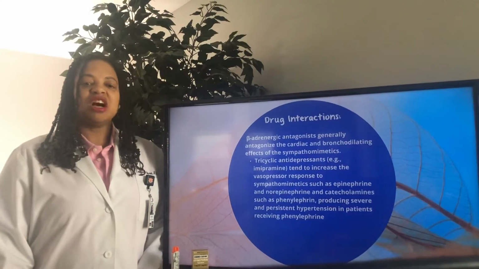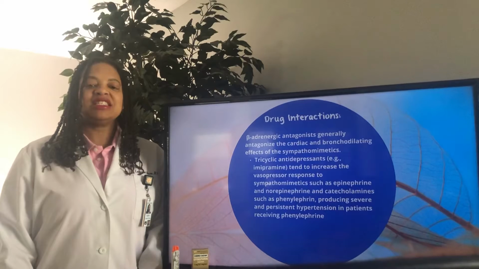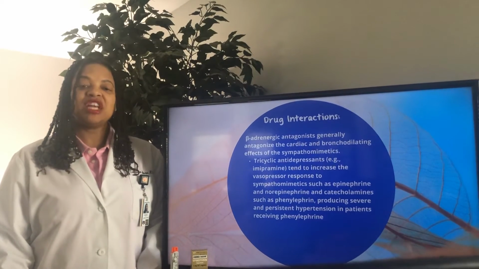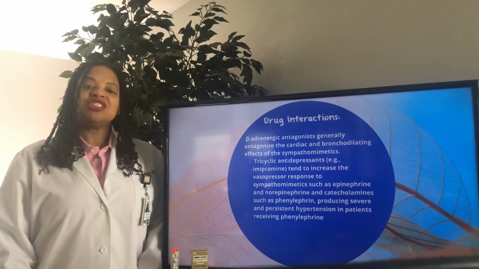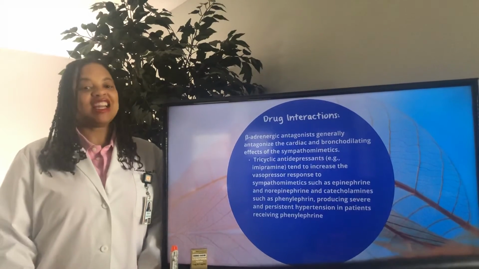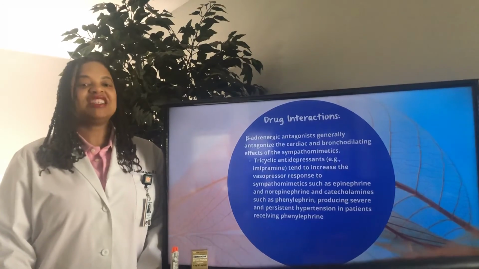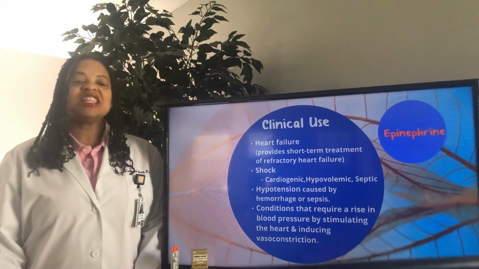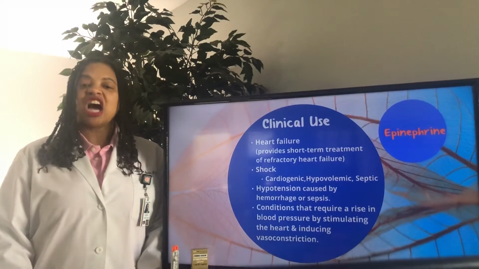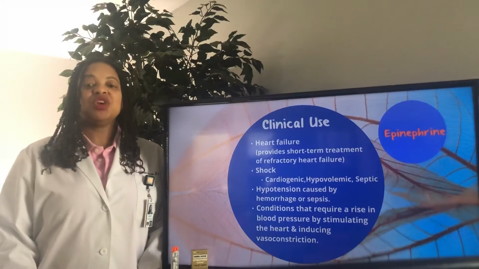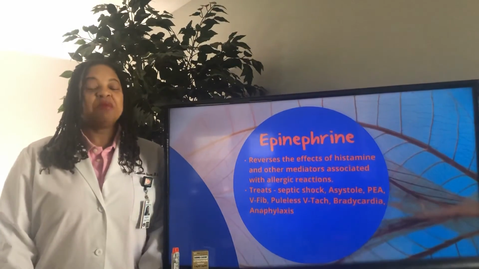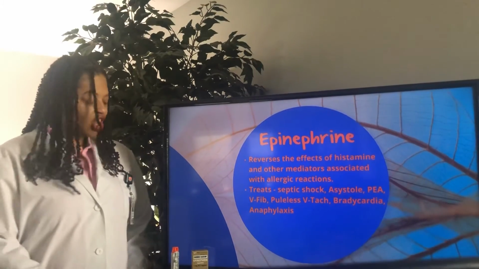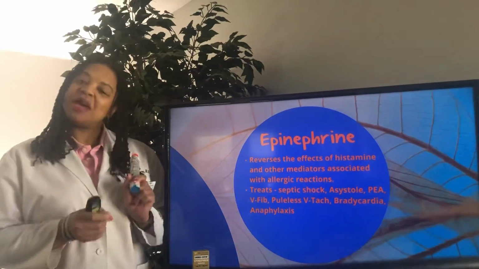Drug interactions between tricyclic antidepressants tend to increase the vasopressor response to sympathomimetics such as epinephrine, etc., and beta-adrenergic antagonists generally antagonize the cardiac and bronchodilating effects of these drugs. These medications are used basically for heart failure, any kind of shock, hypertension, and any condition where you need to raise the blood pressure. Epinephrine specifically is used for reversing the effects of histamine and other allergic reactions. That's why we have an EpiPen.